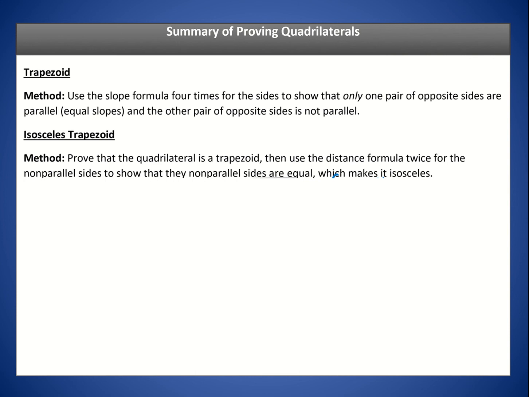And then finally, we got trapezoid and isosceles trapezoid. We talked about the trapezoid. Use the slope formula to show that only one pair of opposite sides are parallel. But for the isosceles trapezoid, we didn't do an isosceles one. But to prove that it's isosceles, you've got to show that these are parallel, but that the legs are congruent. So you've got to calculate 4 slopes and then two of these distances to see if they're the same. So use the distance formula twice for the non-parallel sides to show that they are equal, making it isosceles.